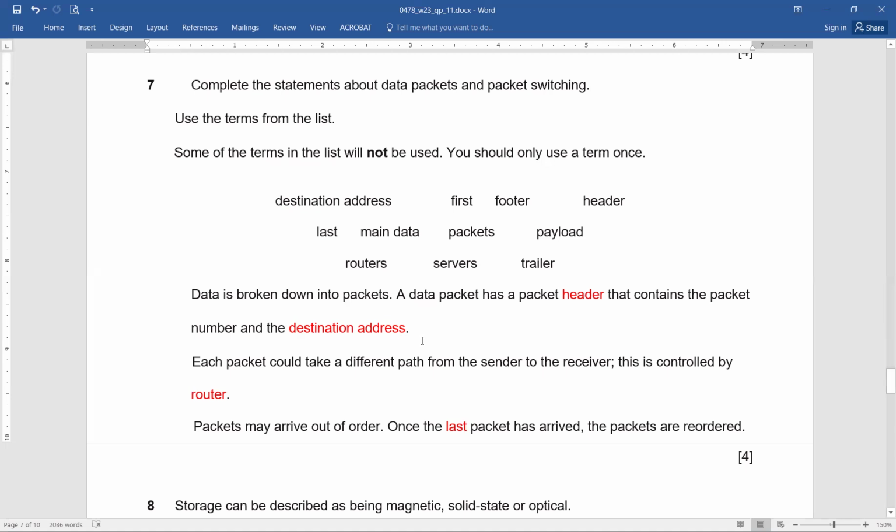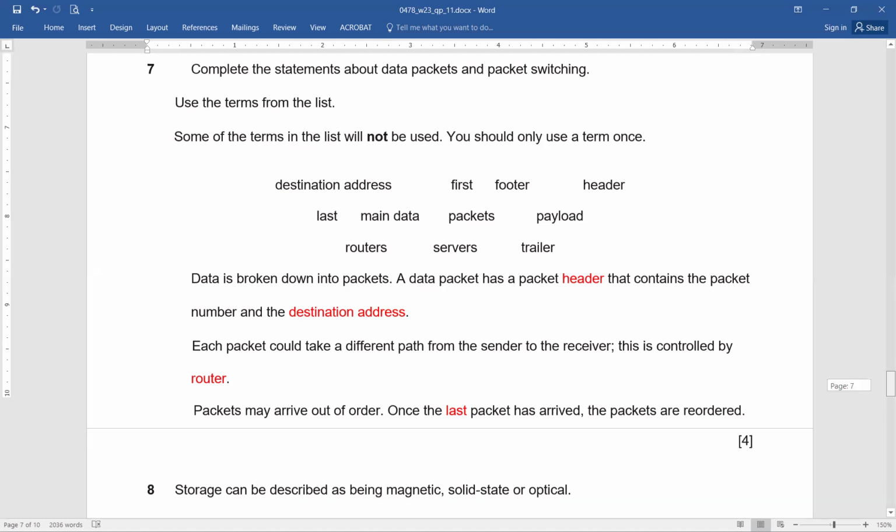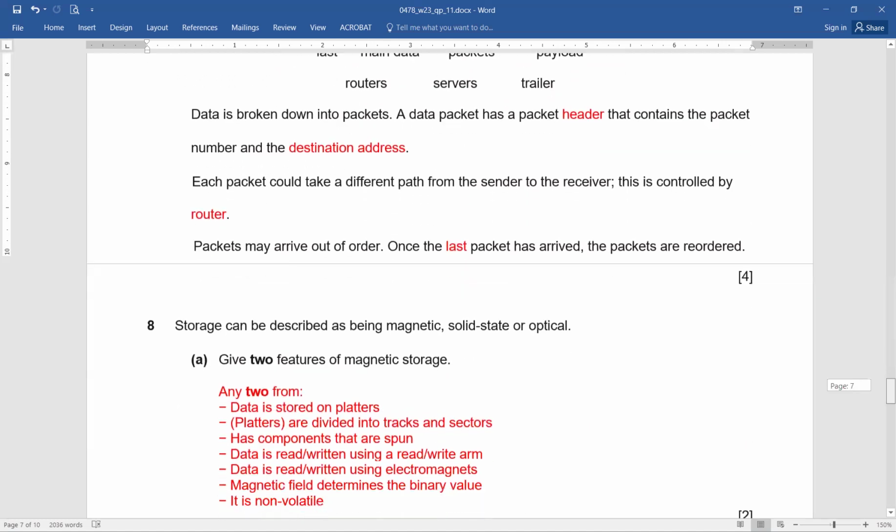Each packet could take a different path from the sender to the receiver. This is controlled by routers, exactly. Packets may arrive out of order. Once the last packet has arrived, the packets are reordered. Definitely the last packet, not the first one. Like when you have received all the packets, then in the end, the packets will be reordered. Any issue? See, it's so simple, isn't it? Okay, any issues? No issues? Let's move to the next question.